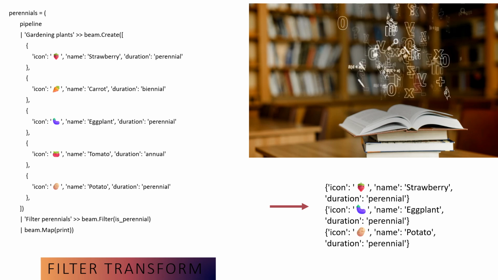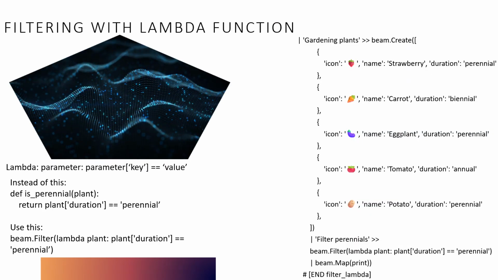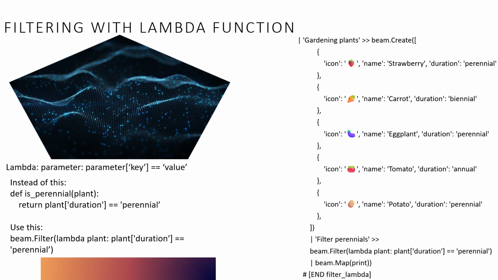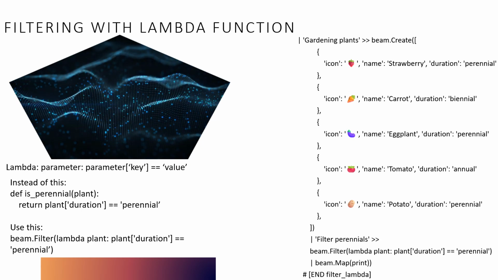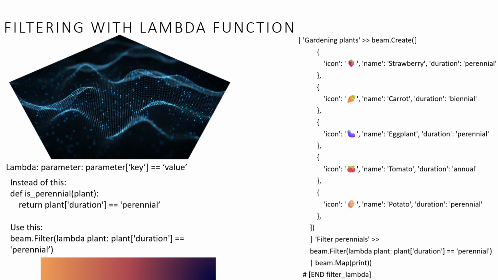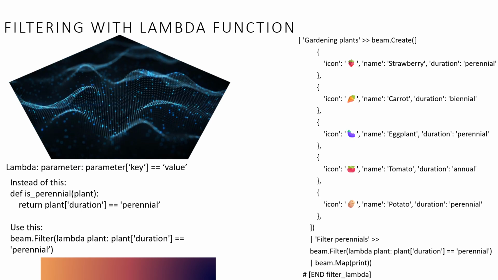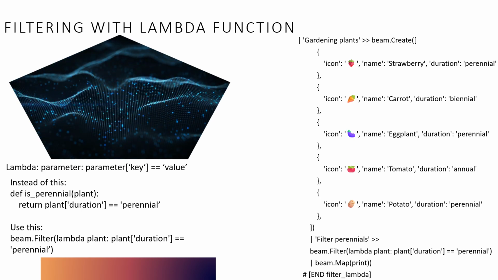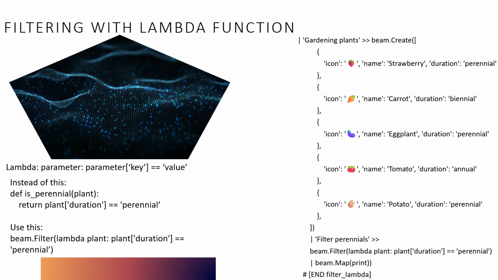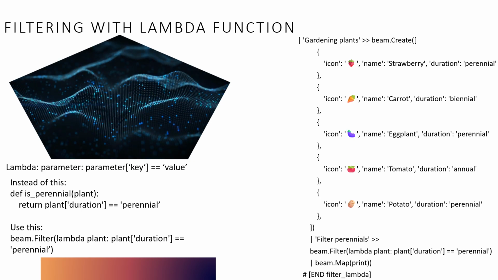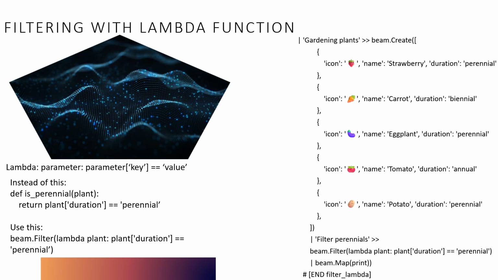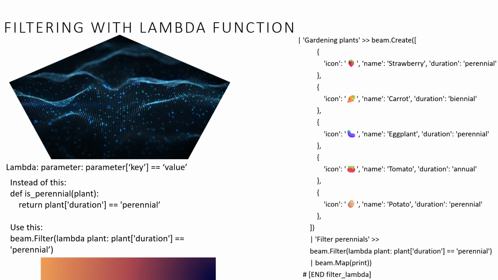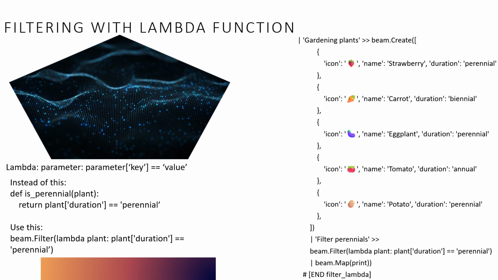This example code is exactly the same as the last one, except this time we do not start off defining a function. We passed in a lambda function to the filter transform instead. If you're familiar with lambda functions, they are anonymous functions. In this case, this function takes the single argument plant and returns the same output as the previous example with just less code that's required from the user.